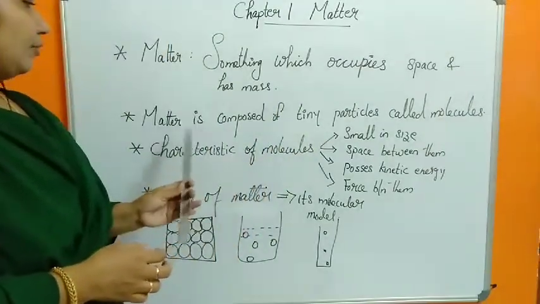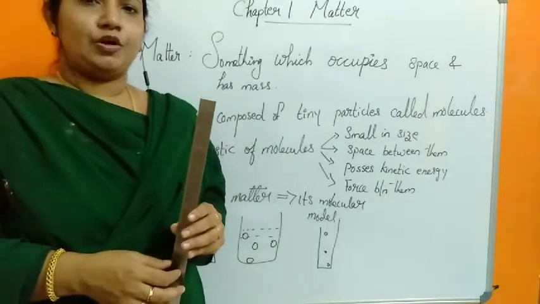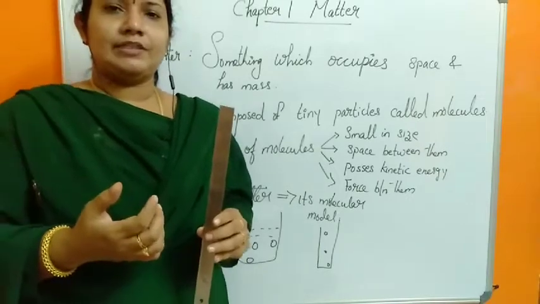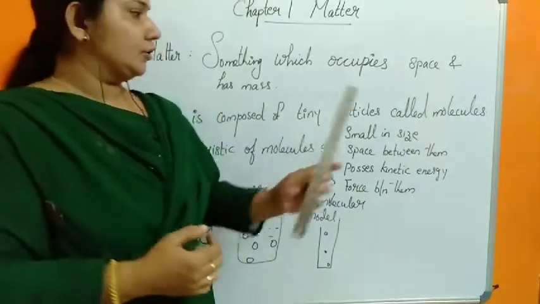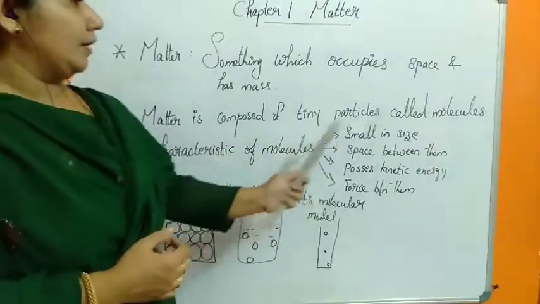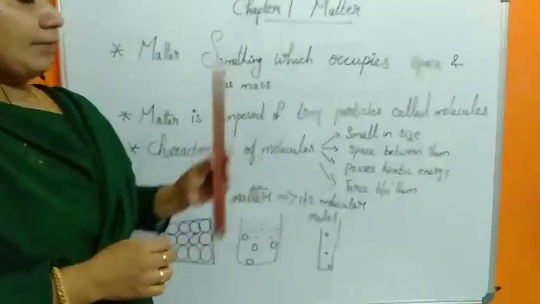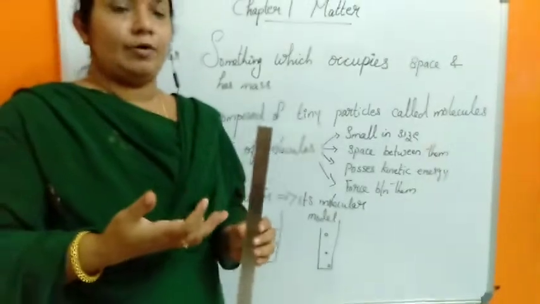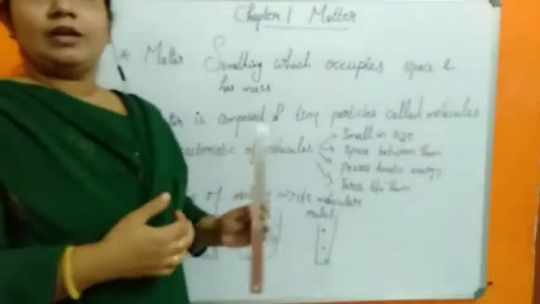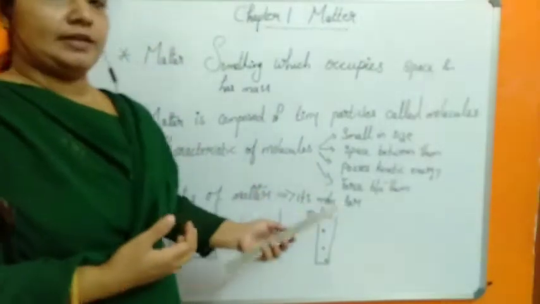Now we are going to study what matter is composed of. This matter is composed of tiny particles, so tiny that we are not able to even see them with our naked eyes. These tiny particles are called molecules. Matter is composed of tiny particles called molecules. So here in chapter 1, Matter, we are going to study in detail about these molecules, the characteristics of the molecule, and the molecular movement in solids, liquids and gases.